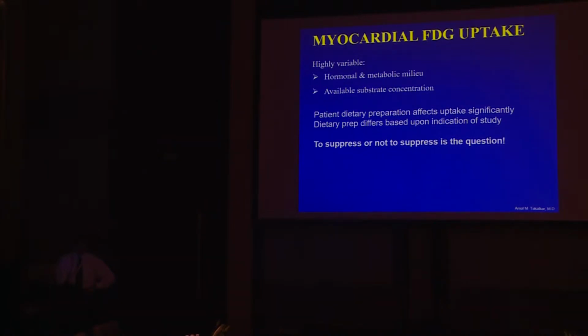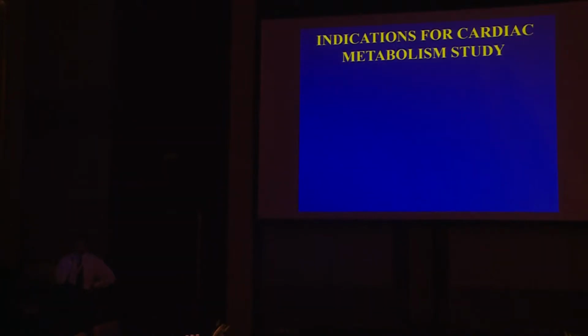So depending on the indication for the study, you might want to suppress the normal cardiac uptake of FDG, or you might want to encourage the normal cardiac uptake of FDG, depending on what you're looking at. Whether you're looking at scar or viability, or looking at sarcoidosis, the intention is completely different.